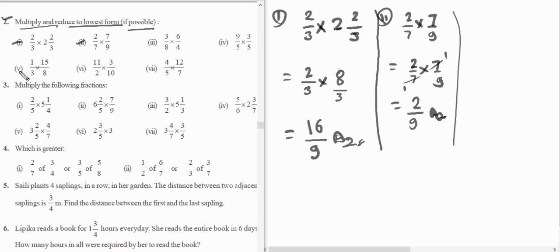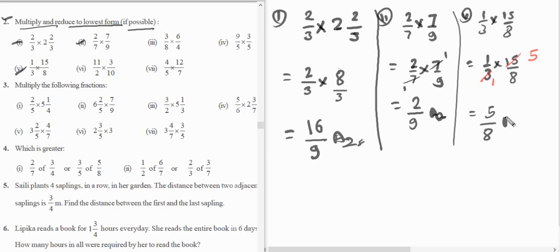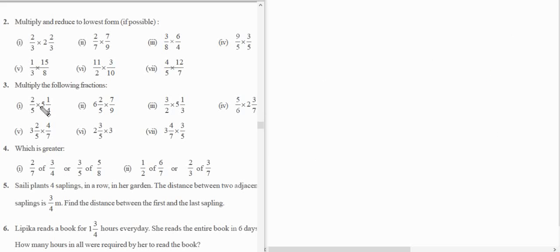Let us solve one more here. This is the fifth one, 1 by 3 into 15 by 8. Right. So see this, 1 by 3 into 15 by 8. So you can cancel out this: 3 1s are 3 and 3 5s are 15. So your answer will be 5 1s are 5 and 8 1s are 8. This is your answer. So like this you can solve the remaining questions.